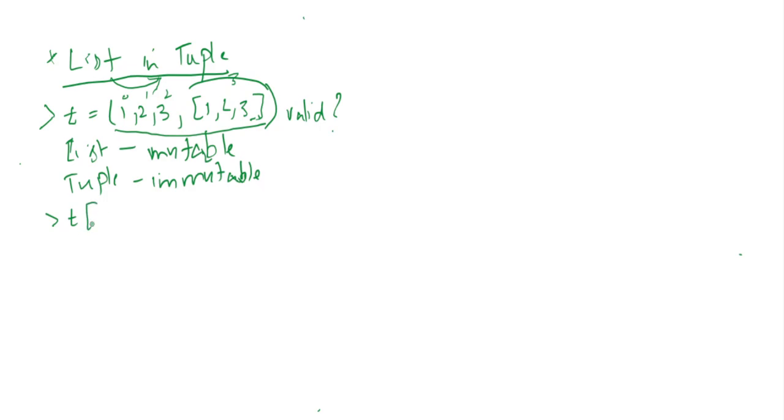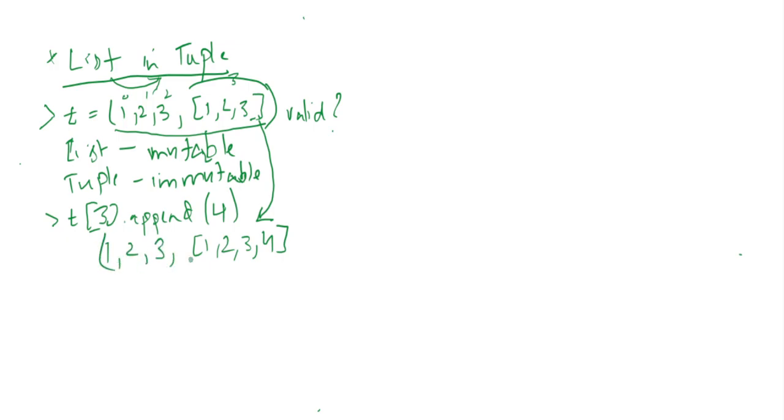Okay. So if we say D3 dot append, since this is a list, we are using this append method to append a new number, say 4. So the list will become 1, 2, 3, 4 now. The list has changed from 1, 2, 3 to 1, 2, 3, 4. And since this list is a part of a tuple, the tuple will now become 1, 2, 3, and 1, 2, 3, 4.